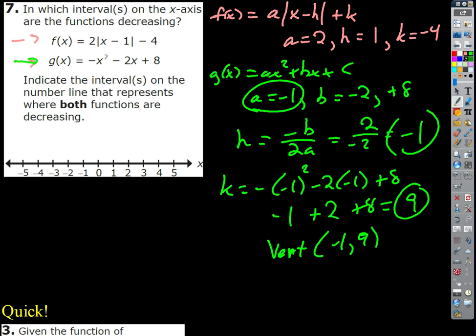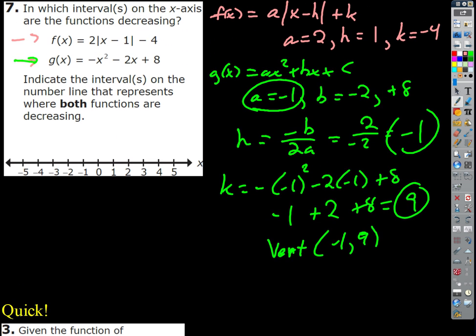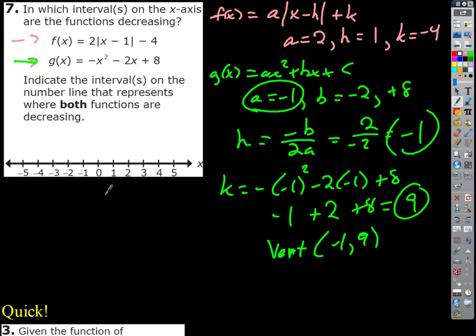So if I put these on an xy plane, where am I going to have room for that? How about right here? Okay, what about this guy? So the coordinates of the vertex are at 1, negative 4. So over 1, down 4. So there's the vertex of my absolute value function.